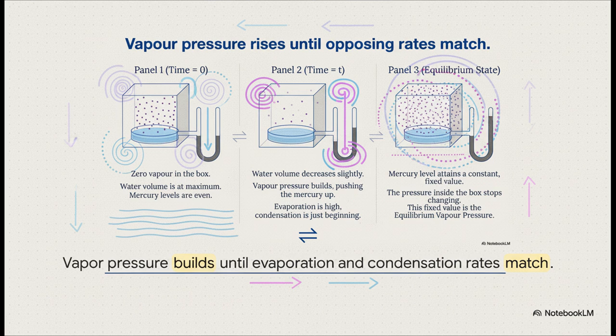Then, in the last panel, everything changes. The mercury level stops rising. It's just holding steady. So what gives?